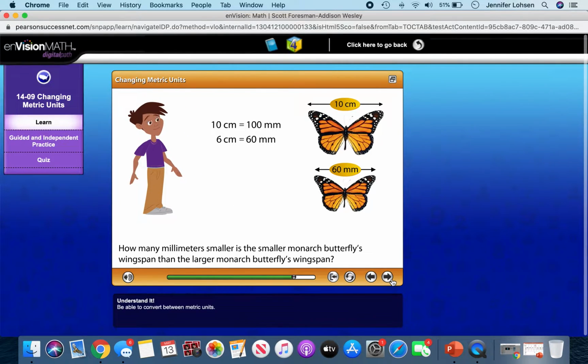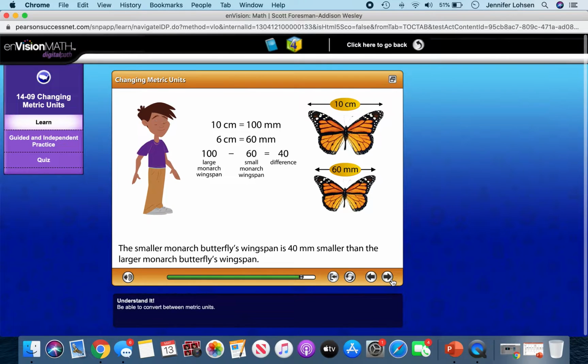How many millimeters smaller is the smaller monarch butterfly's wingspan than the larger monarch butterfly's wingspan? Okay, so now they're asking us what the difference is between the larger monarch butterfly's wingspan and the smaller monarch butterfly's wingspan. If they're asking us for the difference, what operation do y'all think we would need to use? If you know it, shout it out at the screen right now. And if you're saying subtraction, give yourself a nice pat on the back. You are absolutely correct. The smaller monarch butterfly's wingspan is 40 millimeters smaller than the larger monarch butterfly's wingspan.